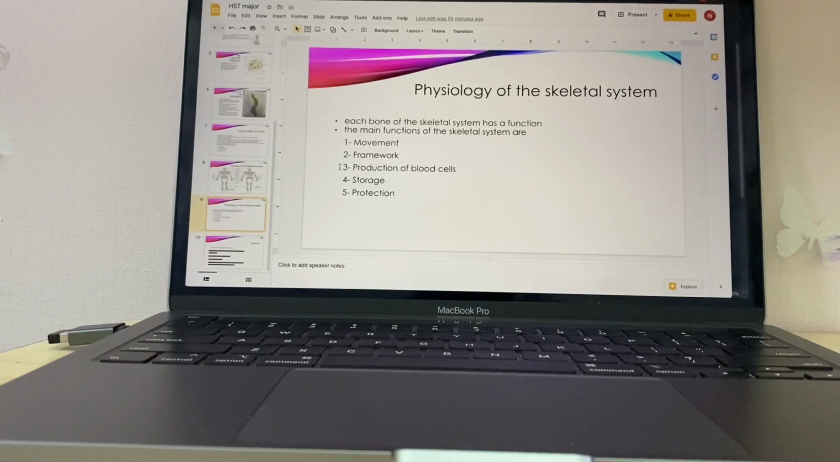Storage: the bones store calcium and they store fat. And then the protection. As I said, the red marrow produces blood cells, and these blood cells help you fight diseases, and they help you stop bleeding, as the platelets form fibers when there's a cut to stop the bleeding. And also your ribs act as a cage to protect your internal organs like your heart and lungs from getting hurt from an accident or something.